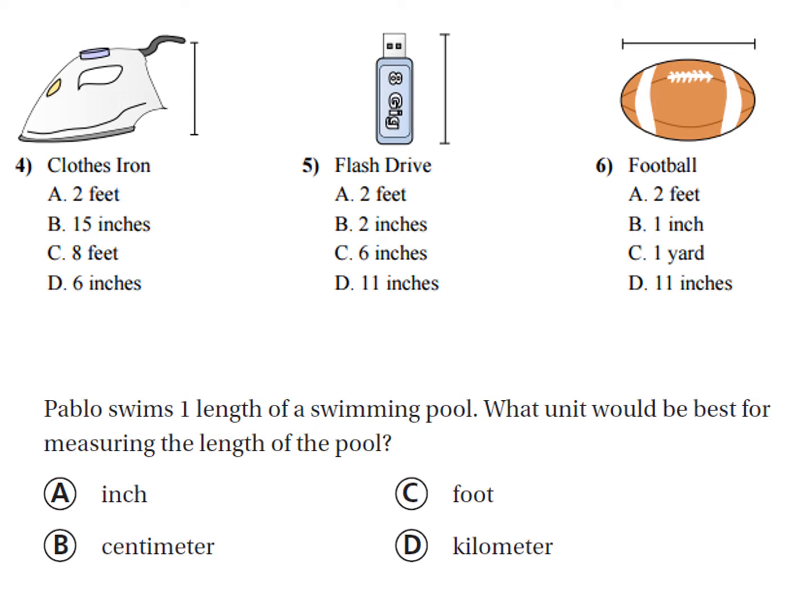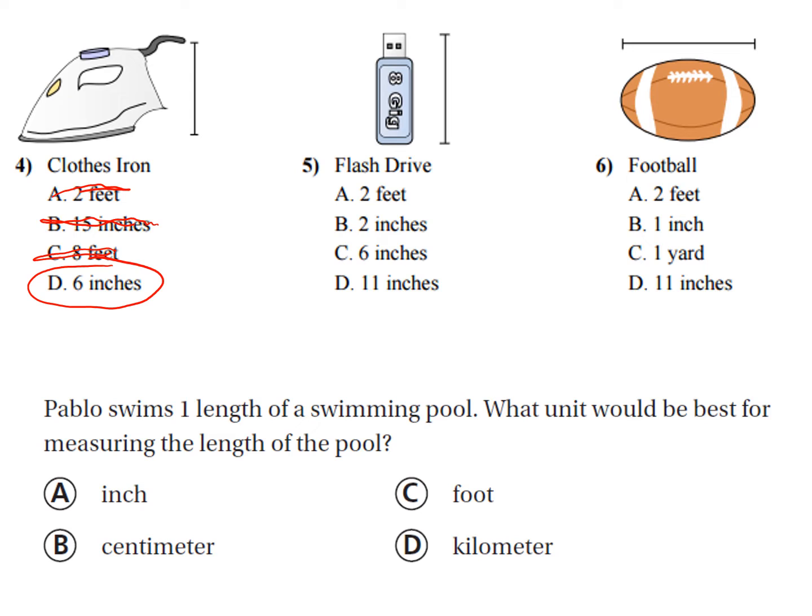Well, what about a clothes iron? Not many of us have a lot of experience with a clothes iron, but if I look at these measurements, 2 feet, so two rulers tall would be pretty unreasonable. That'd be a really big iron. 15 inches is still a ruler and almost a half. That's still way too tall. 8 feet, definitely not an iron for giants. So the best answer here is 6 inches.